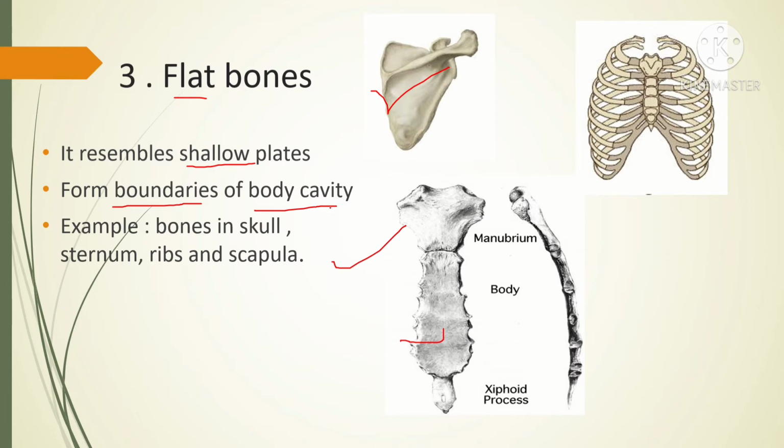Now certain examples are there where it is found. It is found in the bones in the skull region. It is found in the sternum. It is found in the ribs and the scapula. You can see the sternum is a flat bone. This is the scapula, and these are the ribs. Understood? Let's move to next.